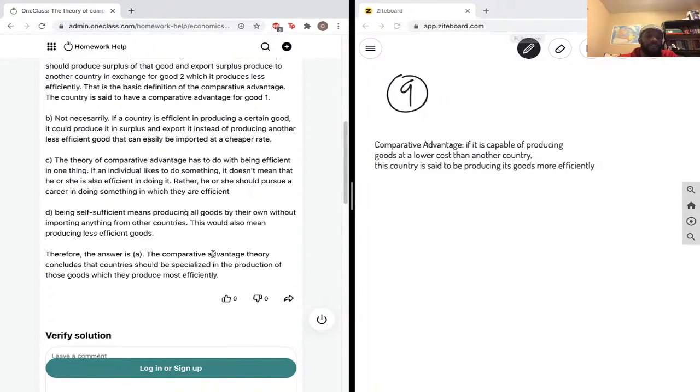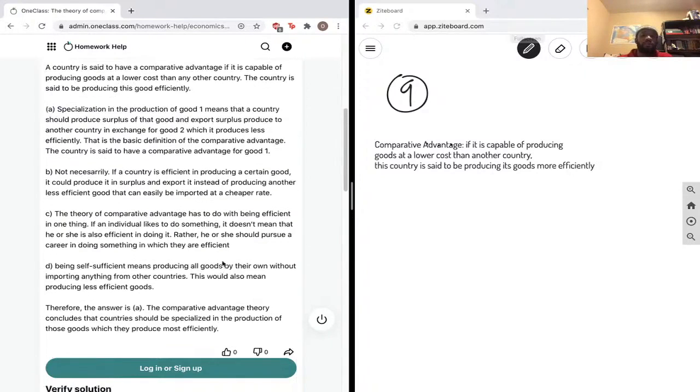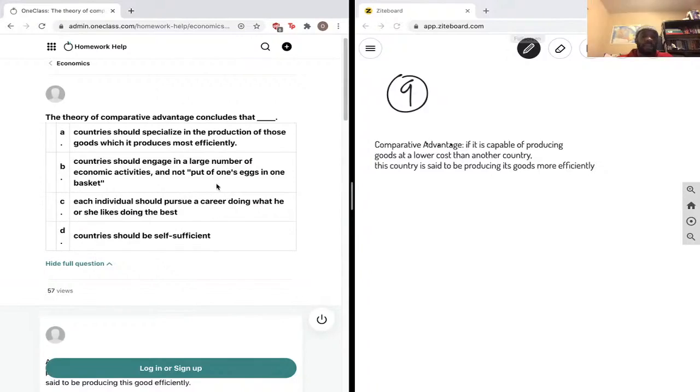So from these definitions, the correct answer is A, because the comparative advantage theory concludes that countries should specialize in the production of the goods that they produce most efficiently. And it's option A because it just meets the definition of comparative advantage.